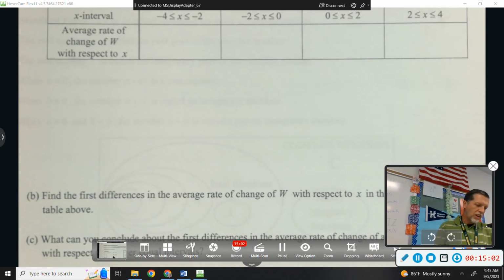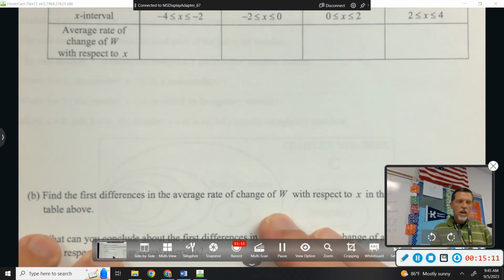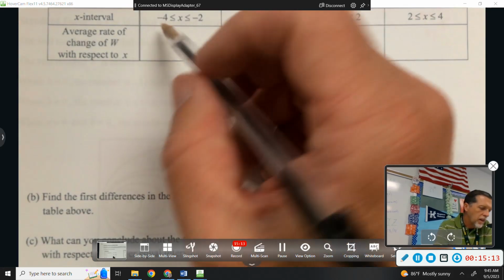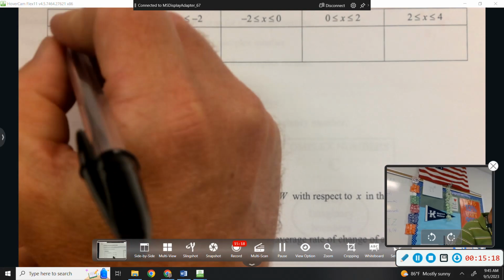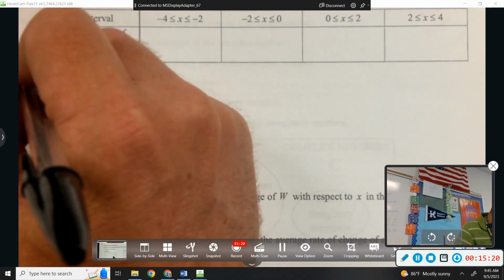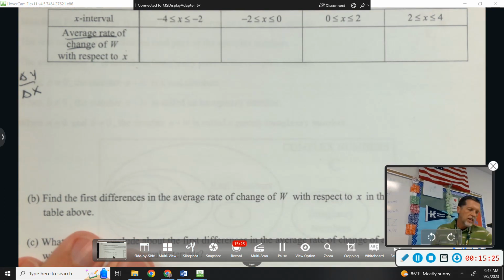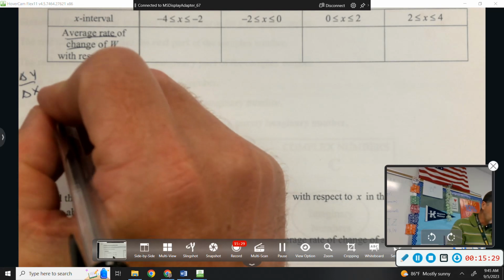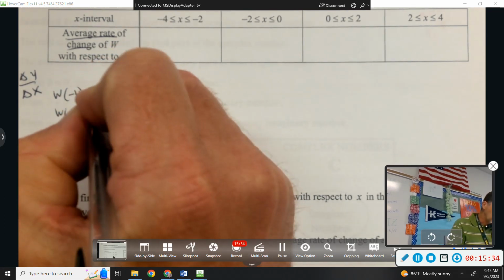Average rate of change. I feel like we did one of these. Yeah, we got plenty of time. Average rate of change of W with respect to X. So average rate of change, that's just good old slope formula. Change in Y over change in X. So from -4 to 2 means I need W of -4 and W of -2.